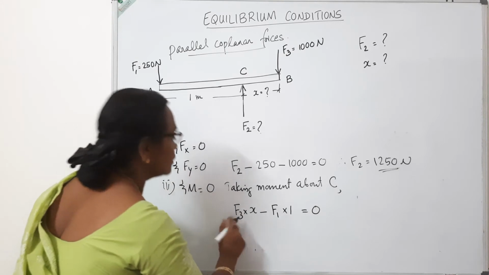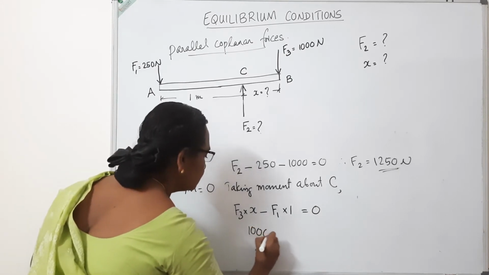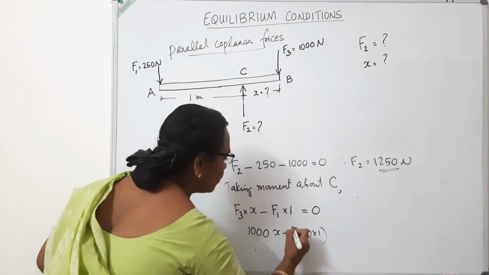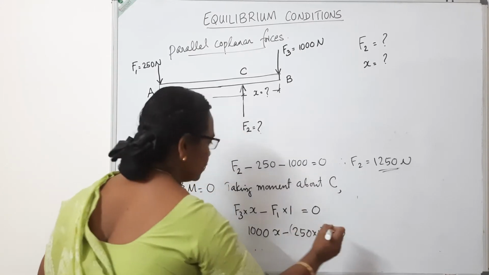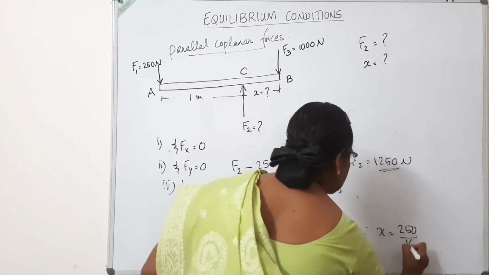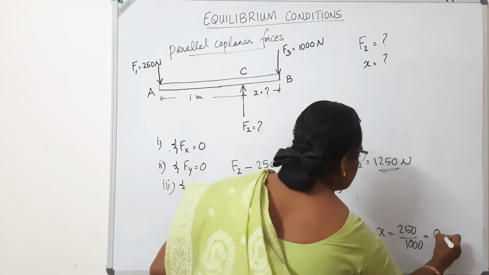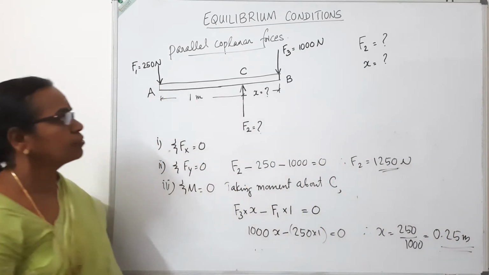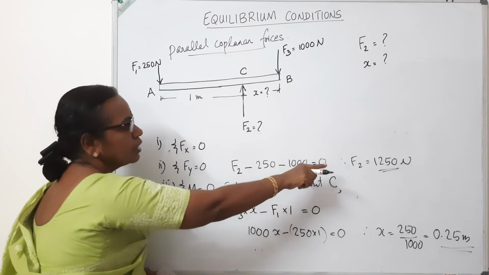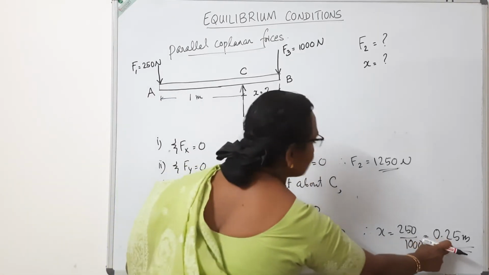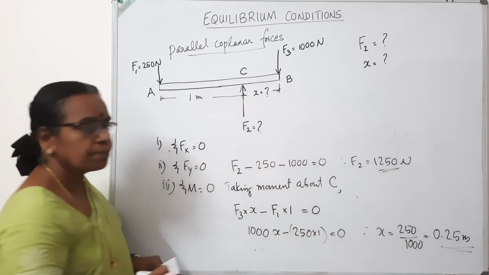Substitute the values. F3 is 1000. 1000x minus 250 into 1 is equal to 0. Therefore, x is equal to 250 by 1000, 0.25 meter. So we have got both the answers. The force F2 is 1250 Newton and it is at a distance of 0.25 meters from B.